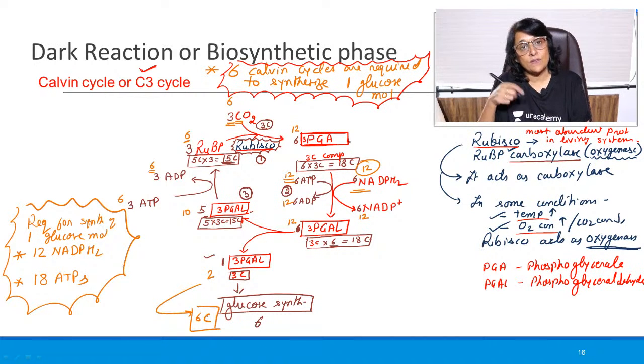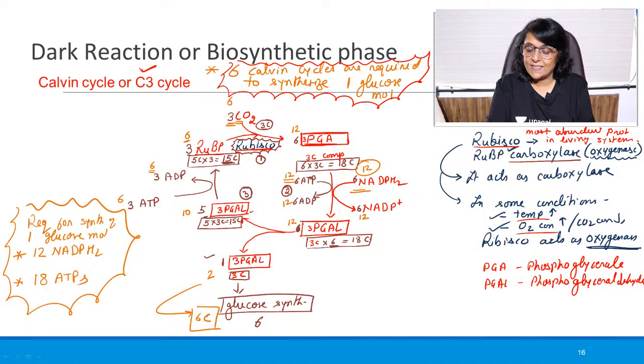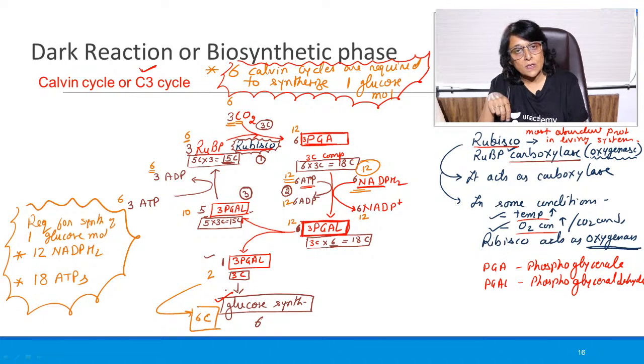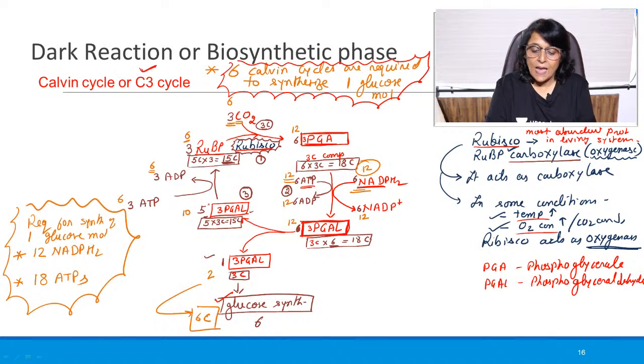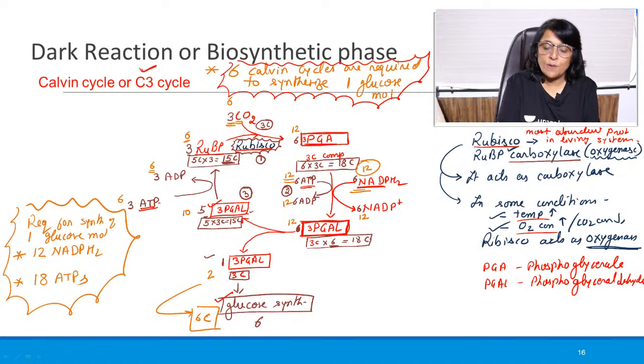Now second step is reduction. This phosphoglyceric acid is reduced to phosphoglyceraldehyde. For reduction, the reducing power is required and energy is also required. Both these things, ATP and NADPH2, were synthesized in light reaction. This phosphoglyceraldehyde which is synthesized, a part of it goes for glucose synthesis or carbohydrate synthesis and a part of it goes for regeneration of RUBP. For regeneration of RUBP, again ATP would be required.